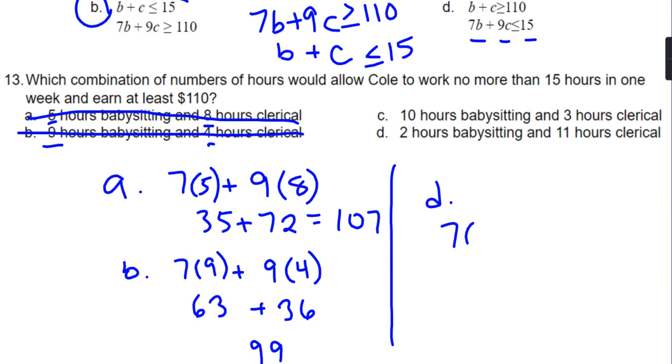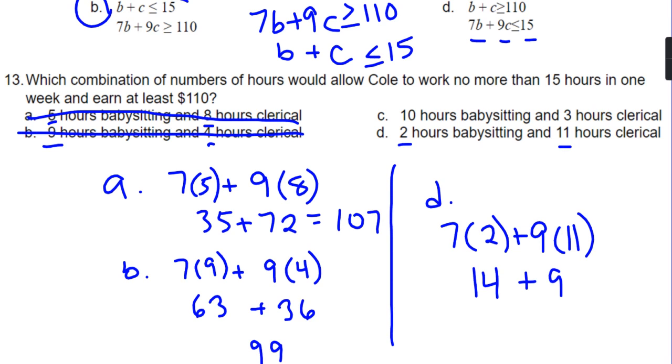So 7 times babysitting. Babysitting is 2 hours, plus 9 times clerical work. Clerical work is 11. And now we get 7 times 2 is 14. 9 times 11 is 99. Add that together. You're at $113. So this one gets him the $110 that he would like to make.